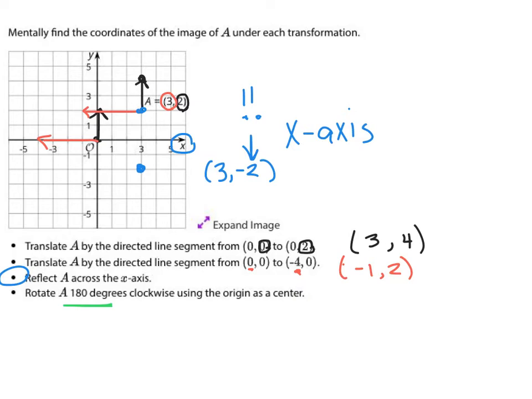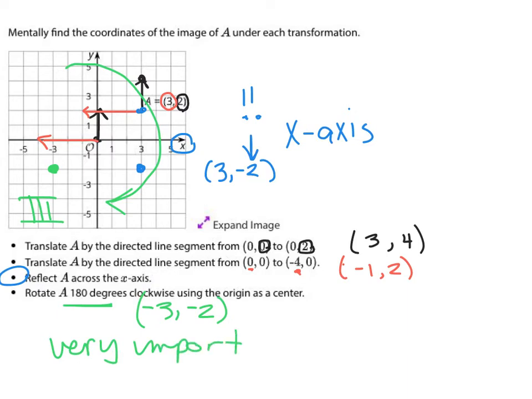And then rotate 180 degrees clockwise. So 180 degrees clockwise is all the way over. That means it's going to go from coordinate 1 to coordinate 3, and it's going to end up all the way over where both signs change. Okay, negative 3, negative 2. Pretty cool. These are very important. They weren't difficult once we knew what we were doing, but they're very important.